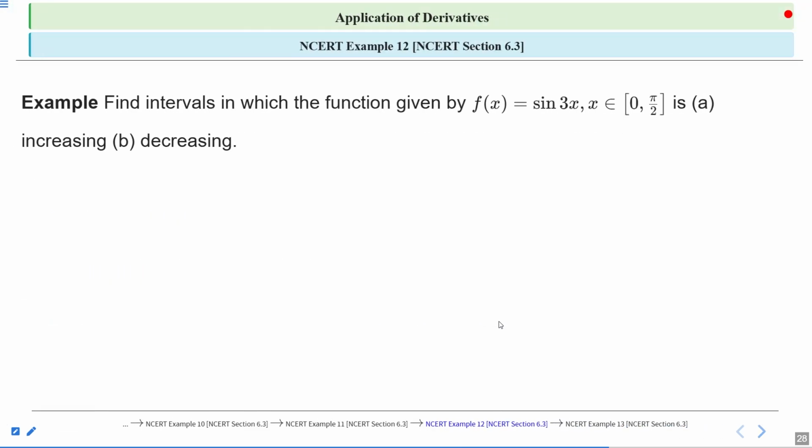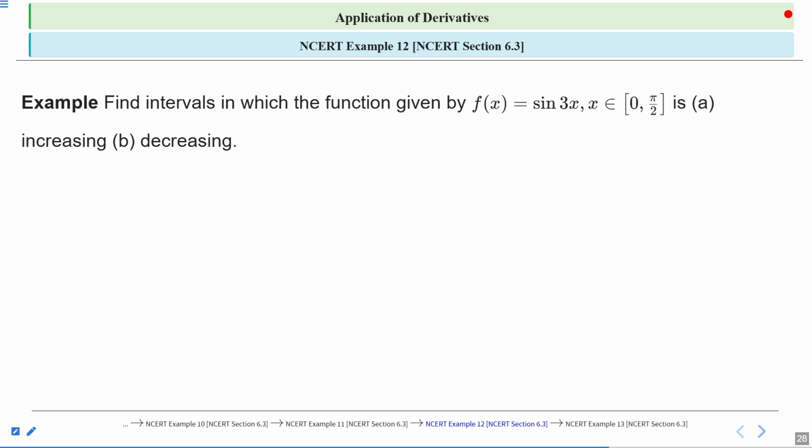Example 12, which says find the intervals in which the function given by f(x) equal to sin 3x, when x belongs to 0 to pi by 2, is part A increasing and part B decreasing. We have to find the interval in which the function f(x) equal to sin 3x is increasing and the interval in which it is decreasing, right? So how can we find the interval?